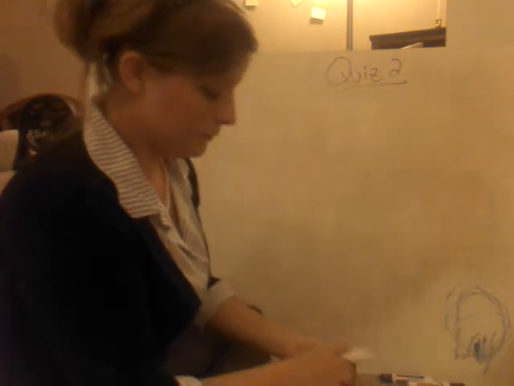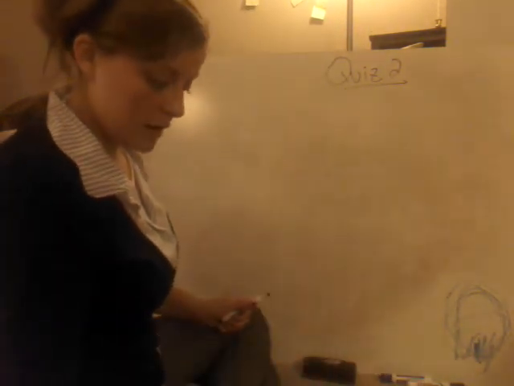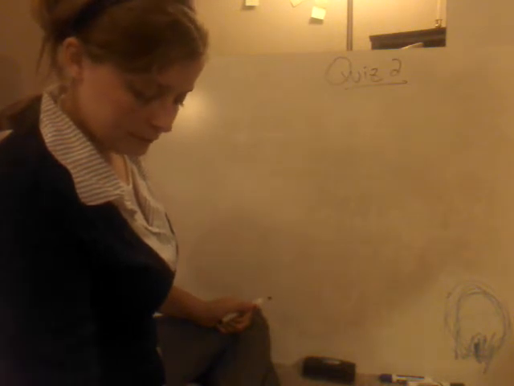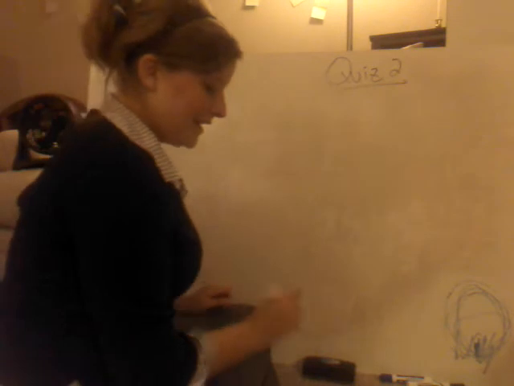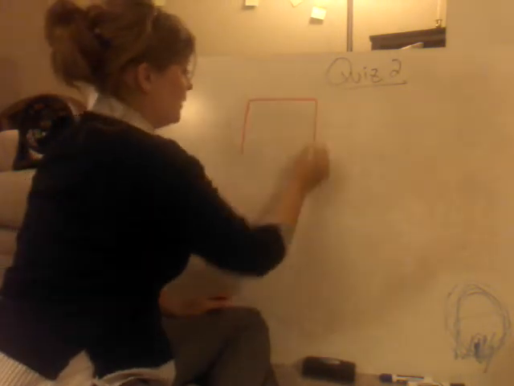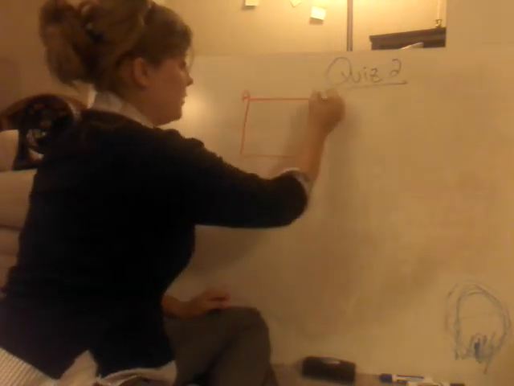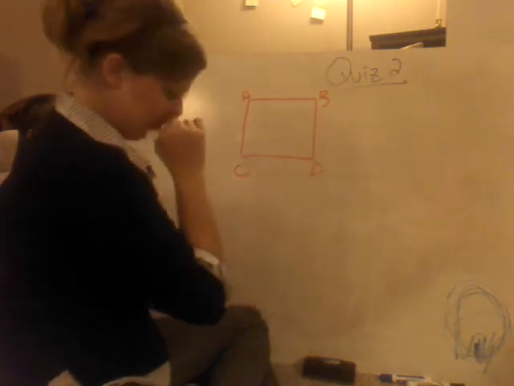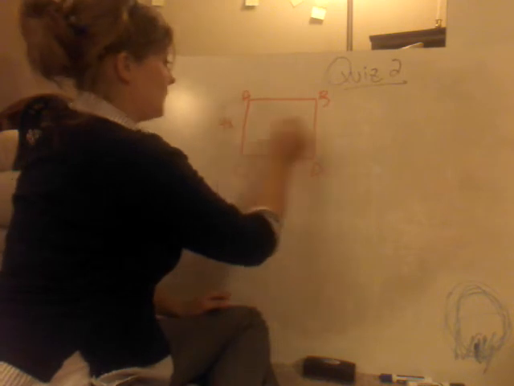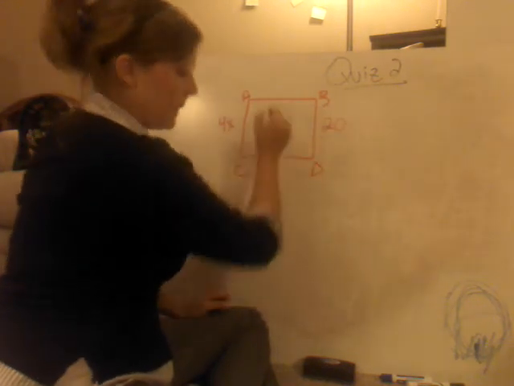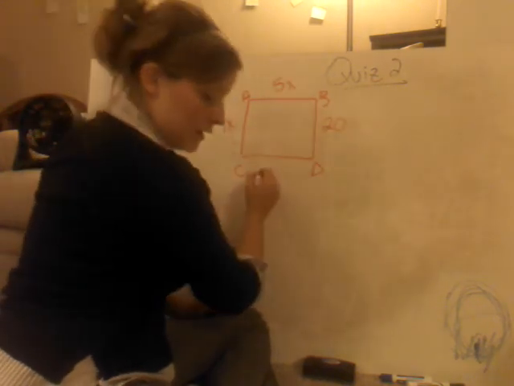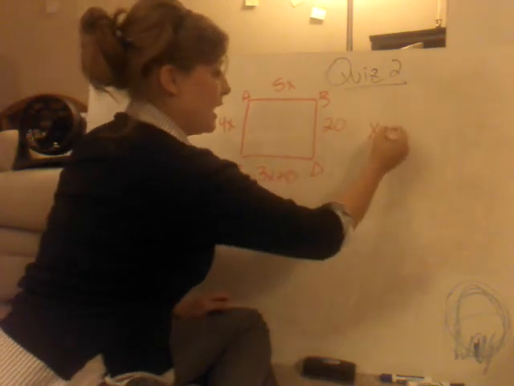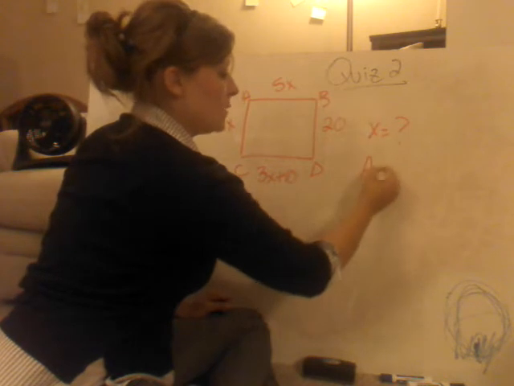Back page. You have a square. The corners are all labeled with a letter. So I have A, B, C, and D. I tell you that 4x and 20, 5x, and 3x plus 10. I want you to find x and segment AB.